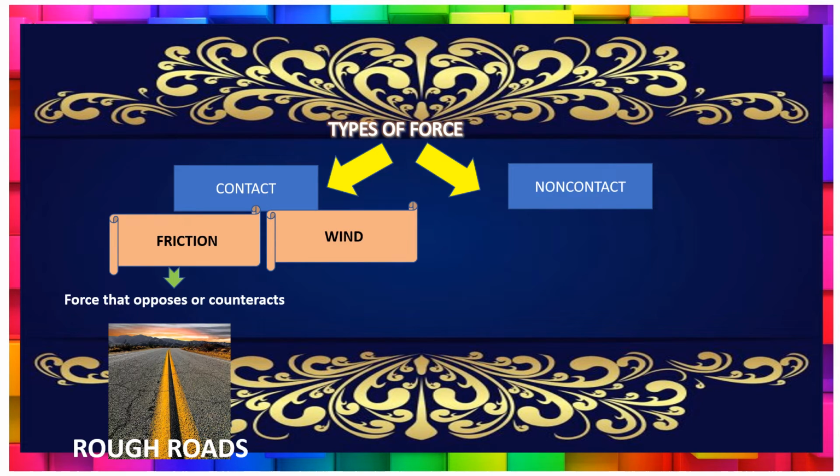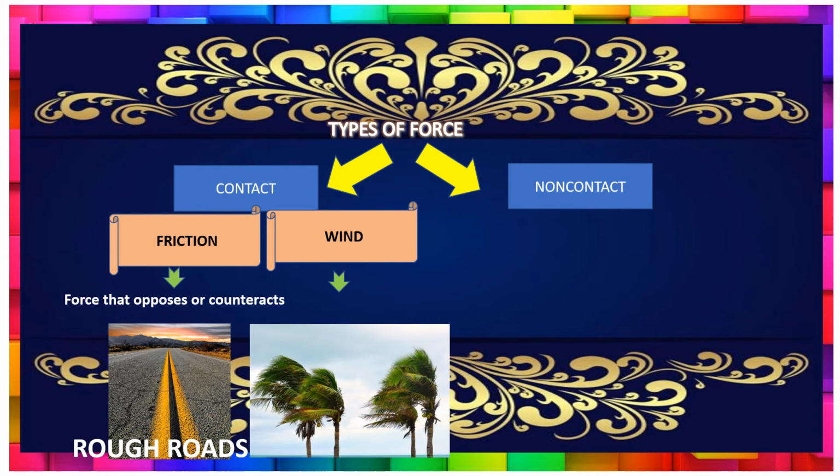Another example of contact force is the wind. Wind is a moving air. You can feel the force of the wind against your body, especially when it is strong. It can make the leaves of the trees sway and fall, and even uproot trees during strong typhoons.